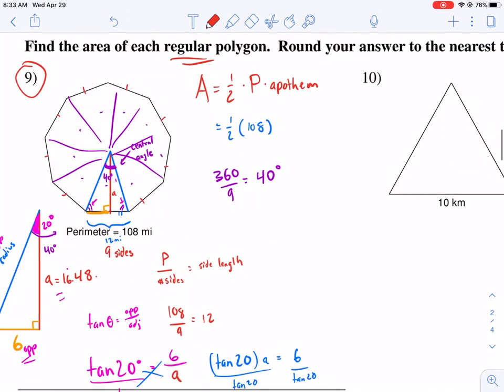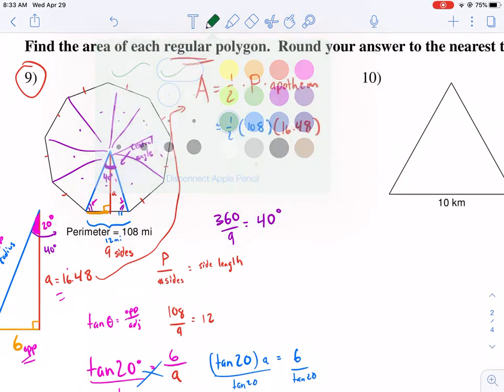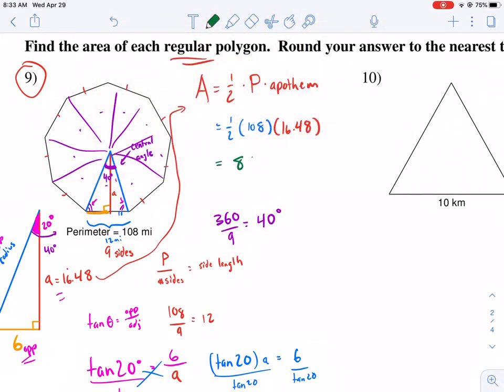If we go back up here, I'm going to plug this back into my formula. 16.48 is my apothem. I'm ready to rock and roll. 1/2 times 108 times 16.48, and I get the big reveal. Let's use green. 889.92 miles squared. And that's my final answer.